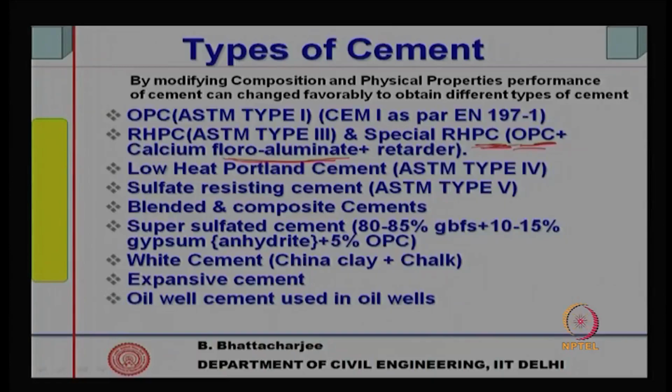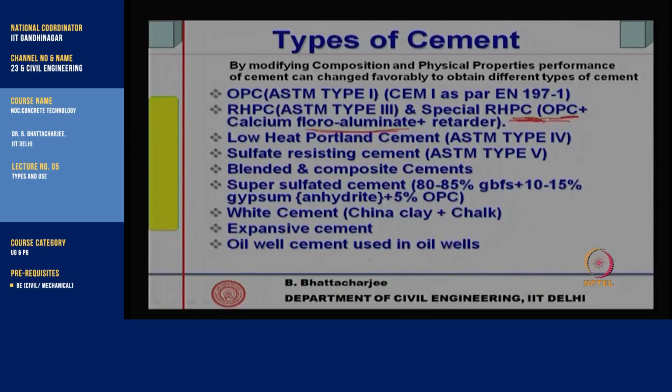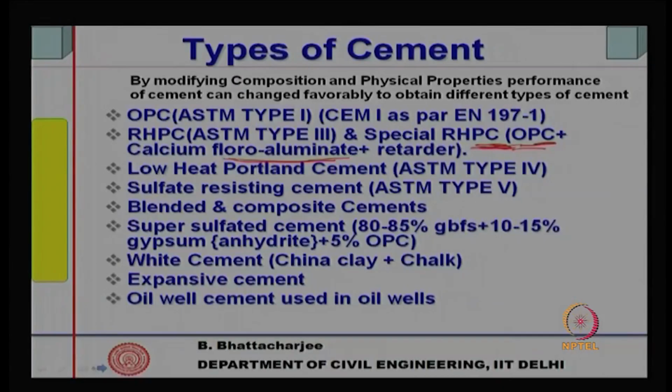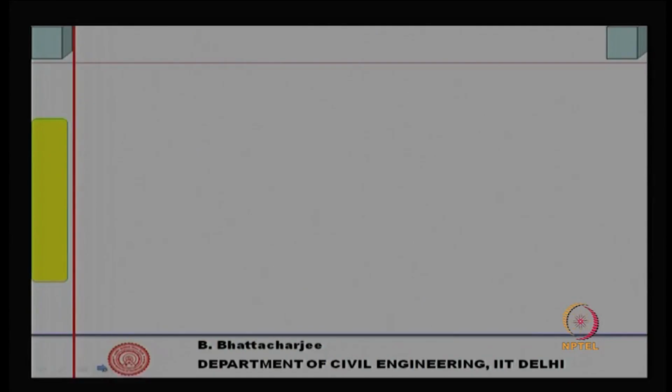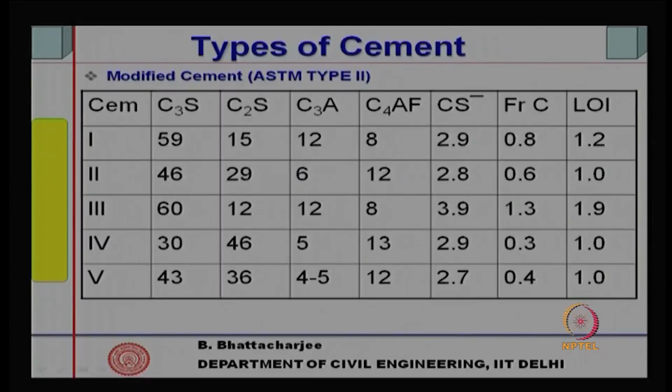So, this reacts extremely fast and sets also very quickly, and it is ground to a very fine level. So, this cement is likely to be costly because you are grinding it. You spend some energy in grinding, and therefore, it is likely to be costly. That is what a rapid hardening Portland cement is, and special rapid hardening Portland cement uses calcium fluoroaluminate with OPC and retarder, and that fluoroaluminate system can give you high early strength.